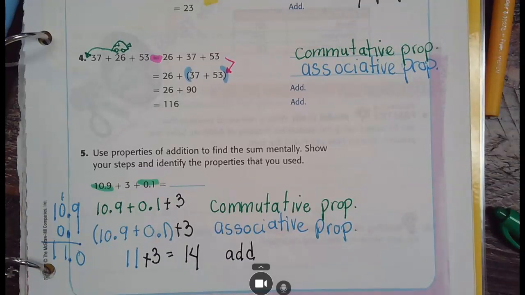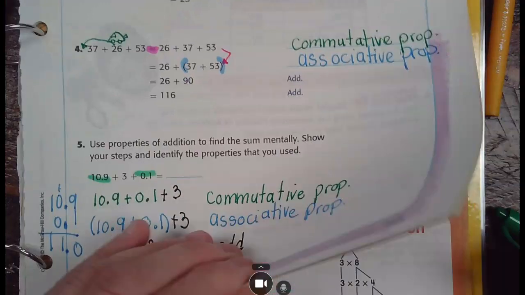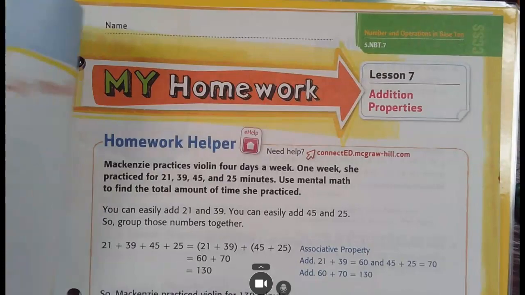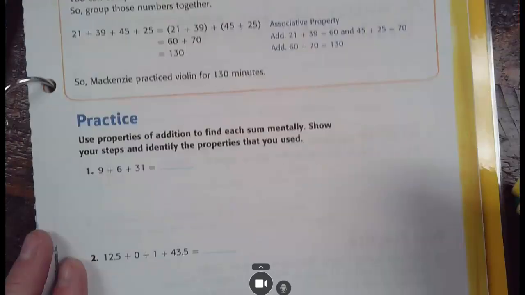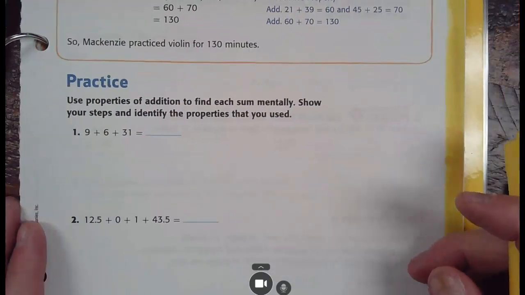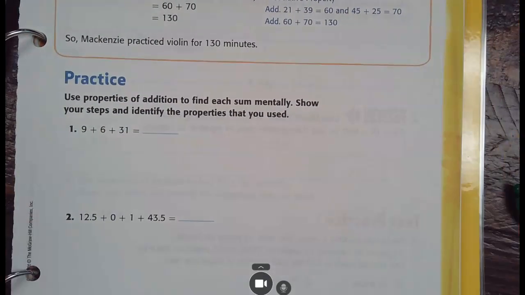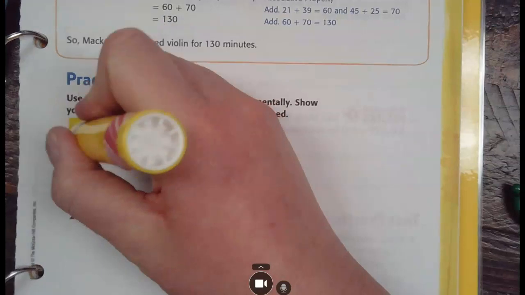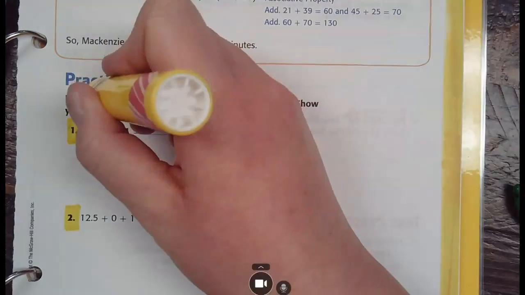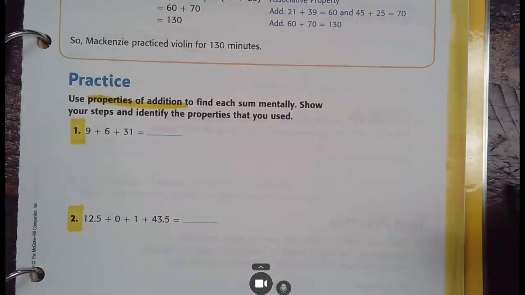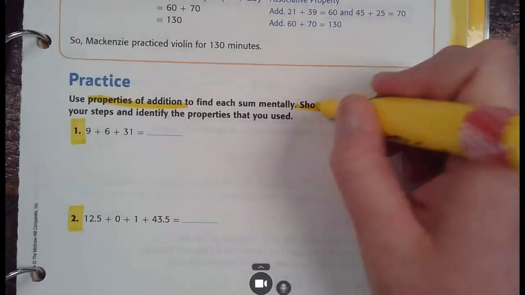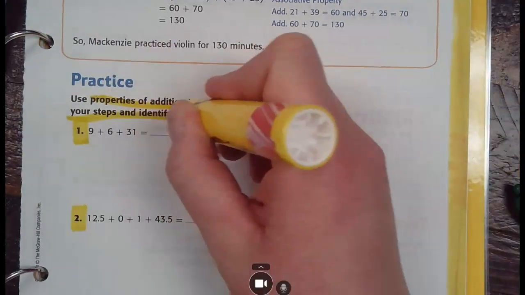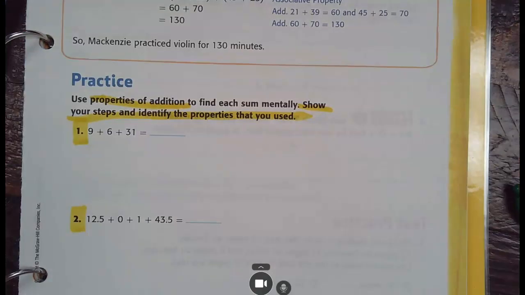Yep. All right, I am out of time. So this is what I want you to do. I just want you to do 2 problems for homework tonight. But what do you notice? You have to use the properties of addition. You have to show your steps and identify the properties that you used.